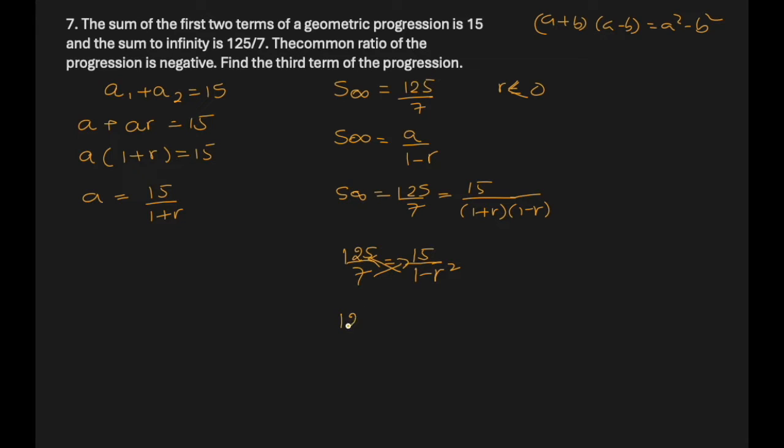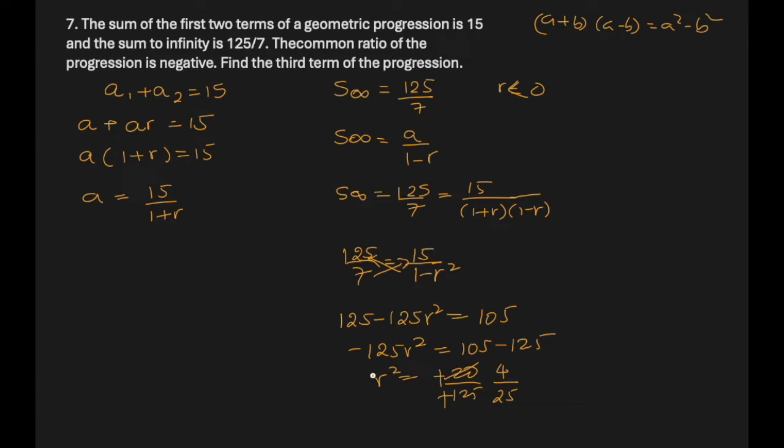So 125 minus 125 R square equal to 15 times 7, which will be how much? 105. Let's bring 125 to the right side. So minus 125 R square equal to 105 minus 125. So R square will be 105 minus 125, which is minus 20, over minus 125. First of all the negatives will cancel, divided by 5 will give me 4 out of 25.